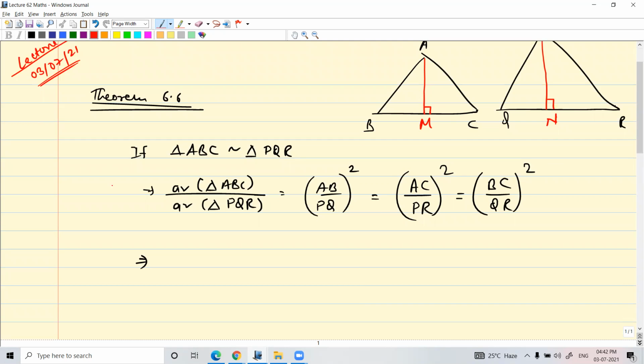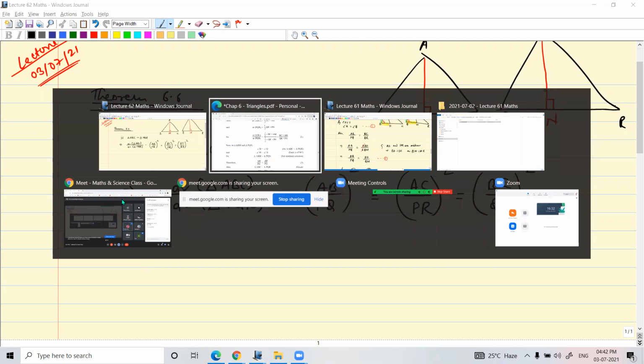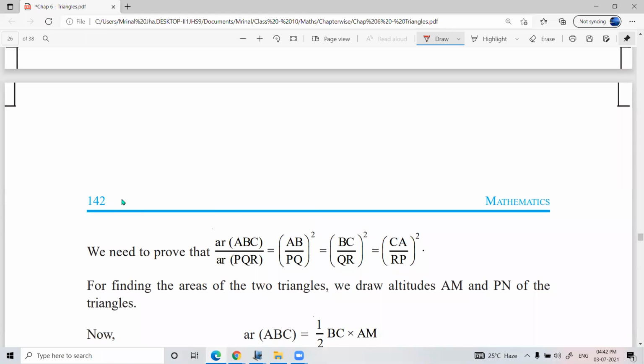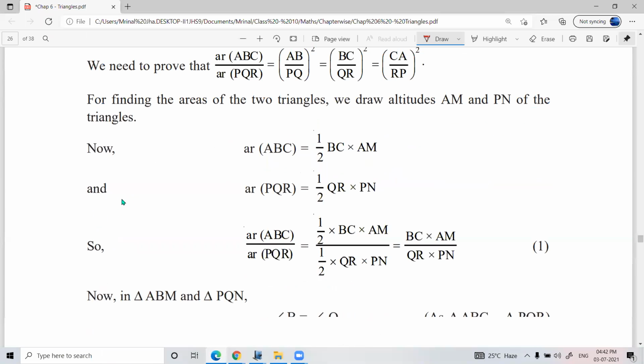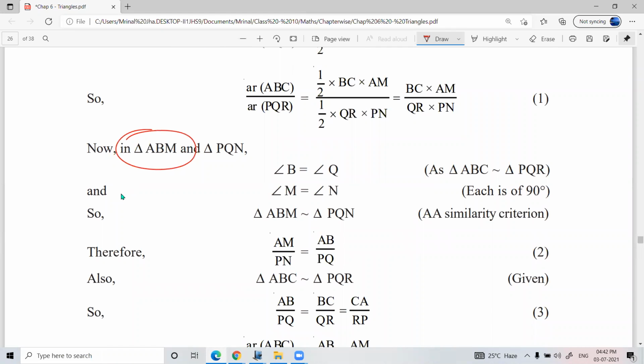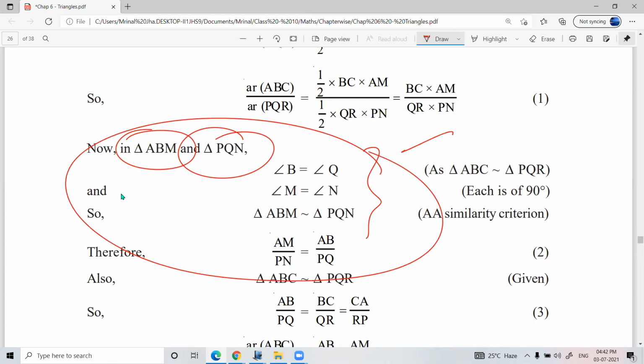Sir, but ma'am said this theorem proof is deleted, sir. Yes, this proof of this theorem will not come in your exam directly, but like I said, if you do this proof, you will learn some concept which will be helpful for you. Like as you see here, triangle ABM and PQN, they are trying to prove it is similar. So how are they doing it? They will give you questions based on this one.